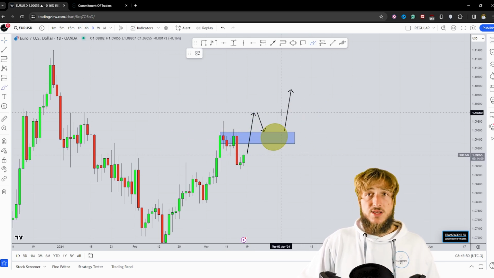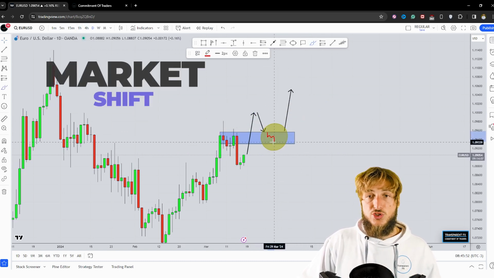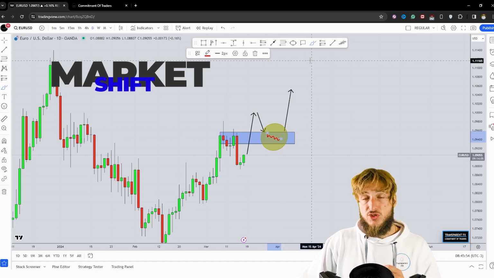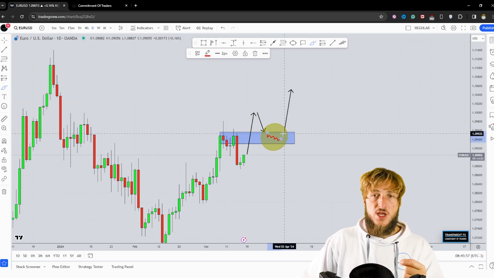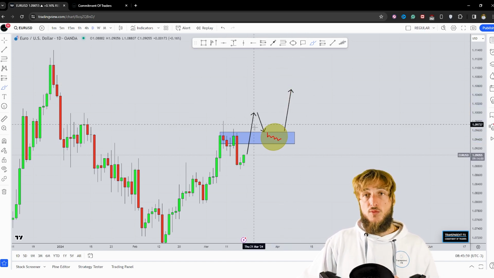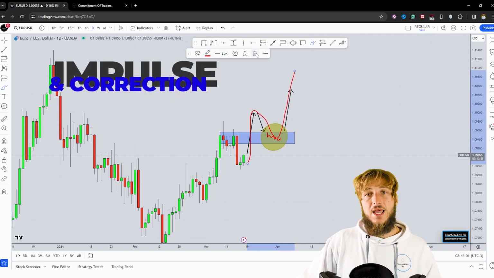Therefore, what I would expect is that if this market would shift from an intraday bearish to a bullish market, at that point, I wouldn't be surprised to see a potential push higher, completing this daily impulse correction and impulse pattern to the upside.